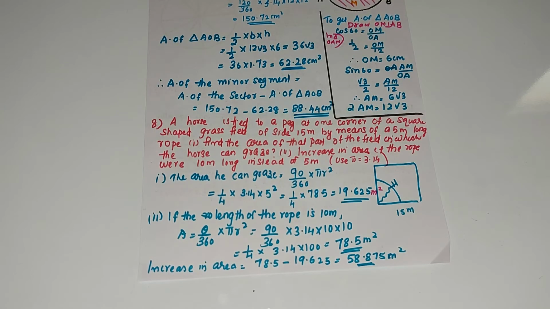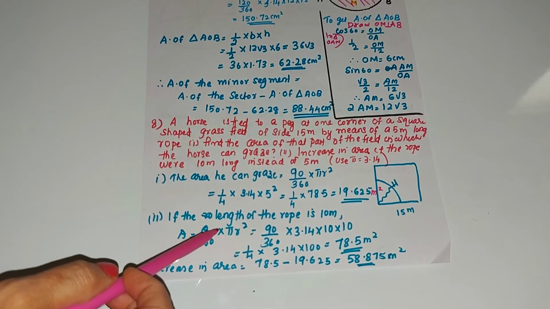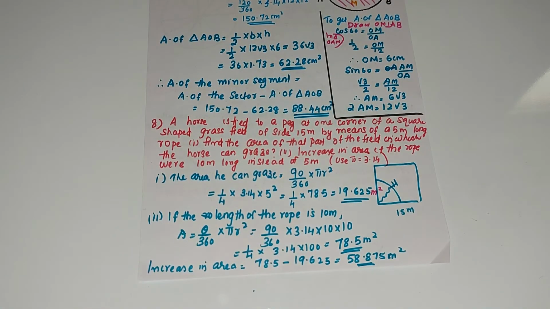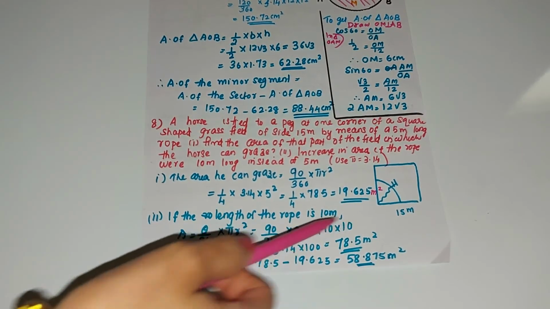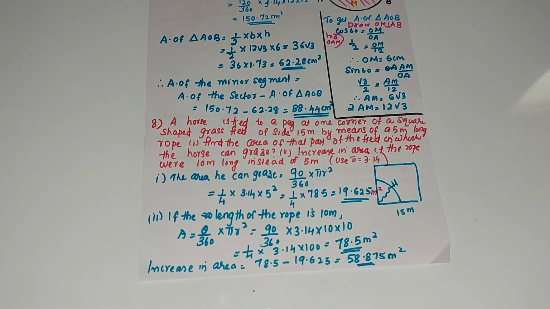Now, if the length of the rope is increased to 10 meter, how much area can the hose graze? For that, we use area equals theta by 360 into pi r square. Here, radius equals 10. If the length of the rope is 10 meter, that means the radius became 10 meter. So, 90 by 360 into 3.14 into 10 into 10. After simplification, we will get 78.5 meter square.